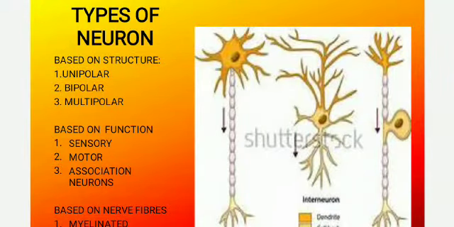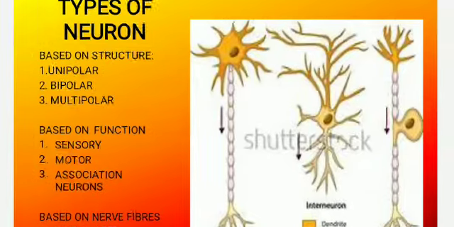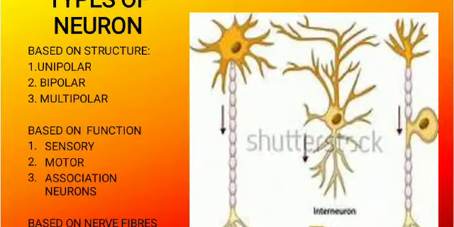Hello children, we'll see about the types of neurons in this slide. The neurons may be of different types based on their structure and functions. Structurally, the neurons may be of the following types: unipolar, bipolar and multipolar.